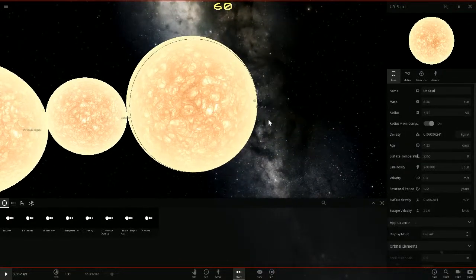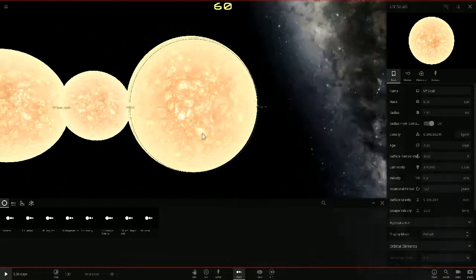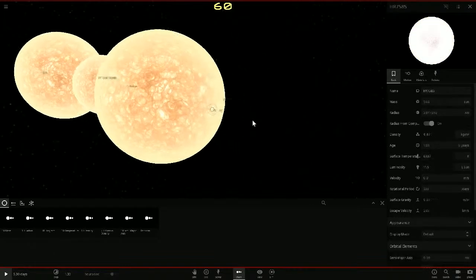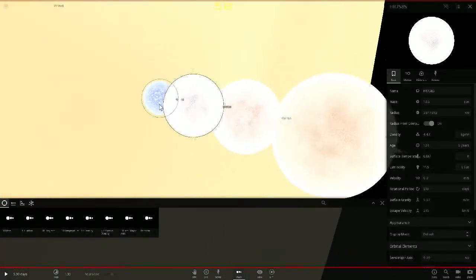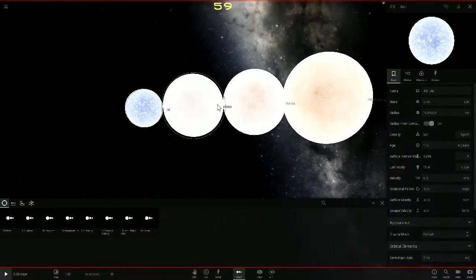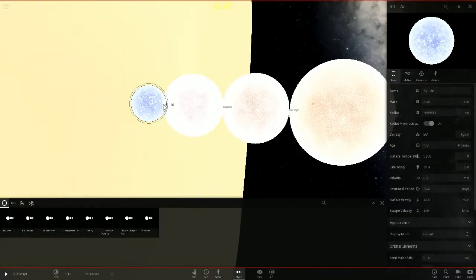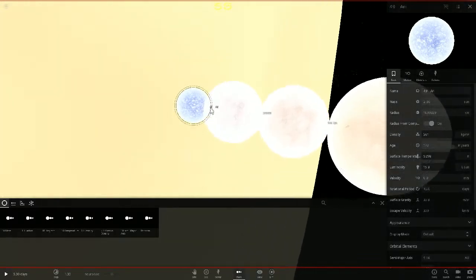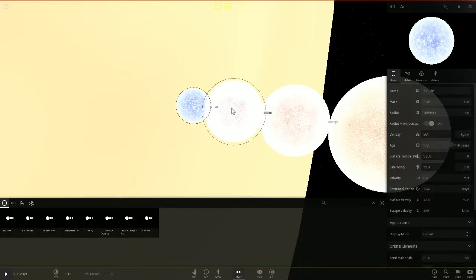Well, with UV Scuti, something's going on there. It says it's 4.23 days old, but really UV Scuti is around 6 million years old. So we go down in size by a drastic amount. And 49 Eri is 173 million years old. And 49 Eri is a white giant.